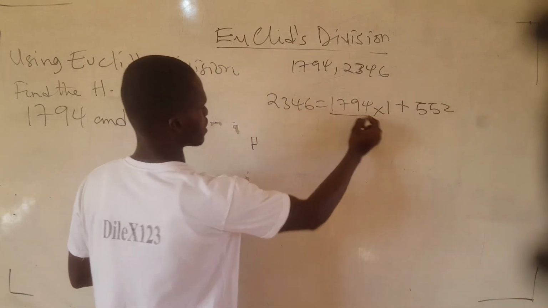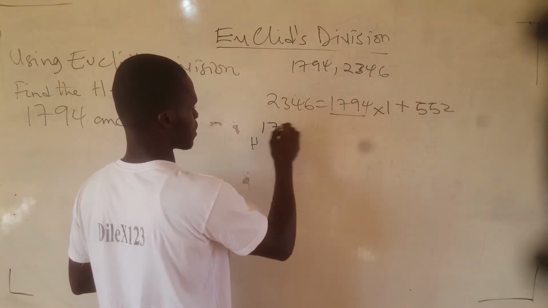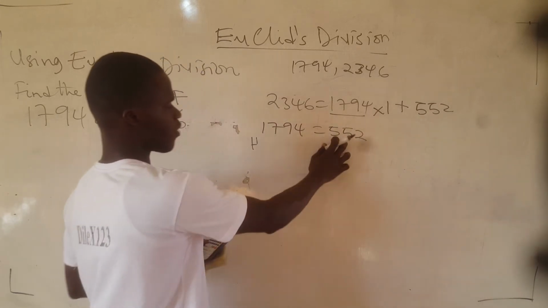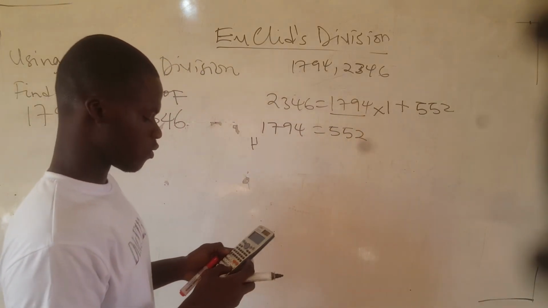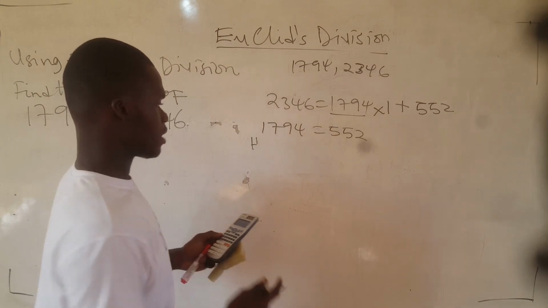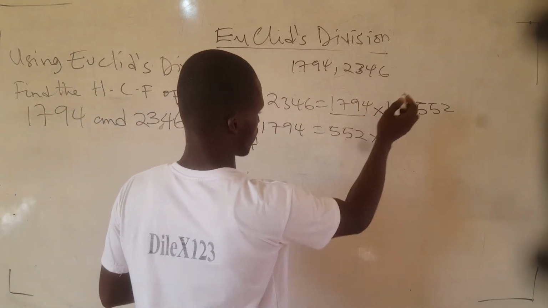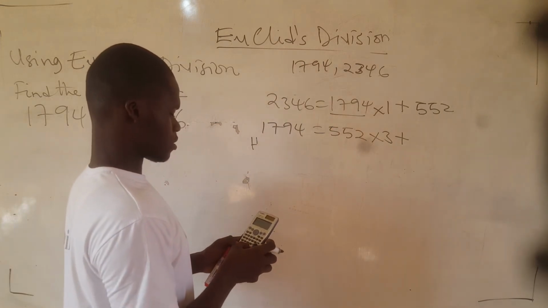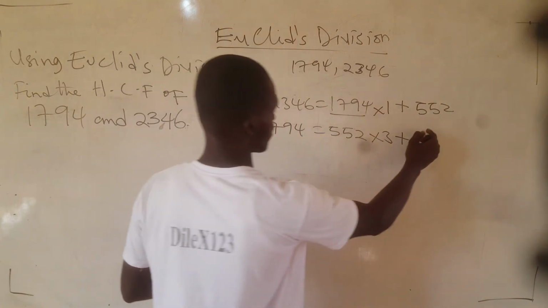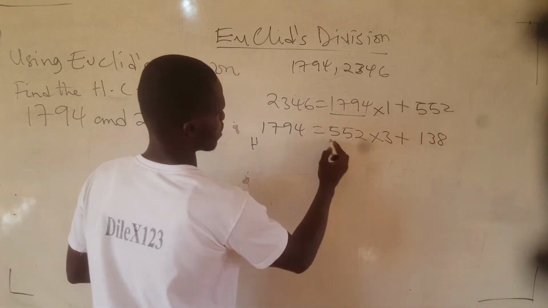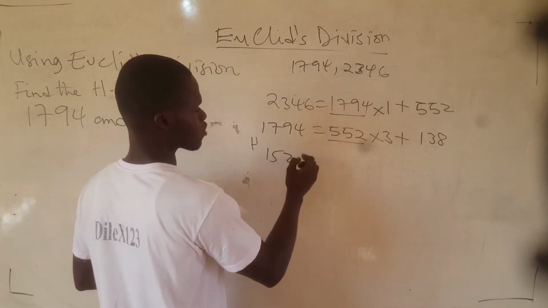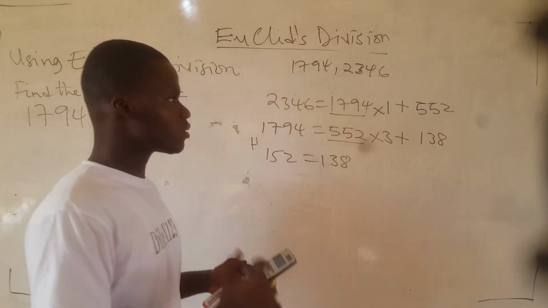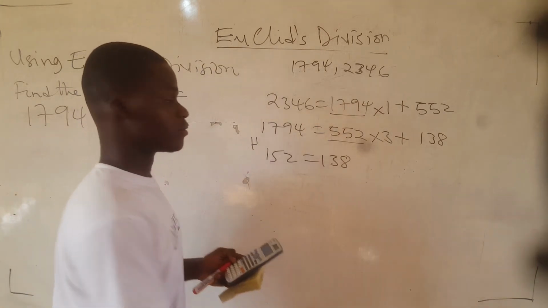Then now we'll take this number. That's 1794 equal 552. So how many times will 552 divide 1794? I think that is 3 times, plus, so what will be the remainder? So minus this, the remainder is 138. Then you take this number. You just continue doing that. You just continue doing the division until you get a remainder of 0.